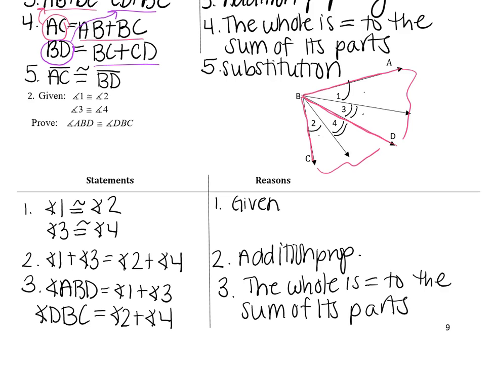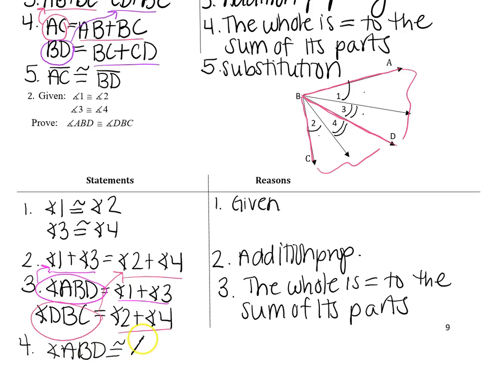Okay, so here is 1 and 3, here's 2 and 4. So I can take ABD and plug it in for 1 and 3. I can take DBC and plug it in for 2 and 4. And that's just by substitution. So my last step here is that angle ABD is congruent to angle DBC. And that's substitution.